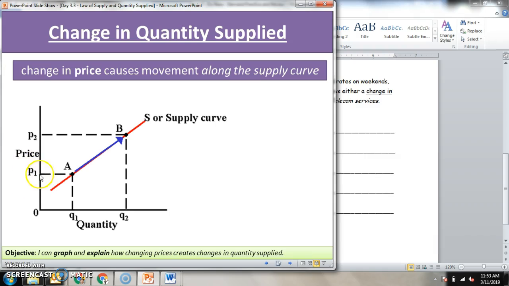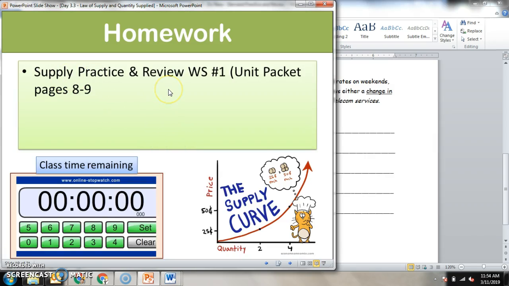So if we have our starting price, we hit point A on the supply curve, and that gives us a quantity here. But if we increase our price, producers are willing to supply more, which is going to increase our quantity. So a price increase, quantity supplied increases, and we have movement up the supply curve. So again, very similar as with demand, we're just looking at the positively sloped curve instead of a negatively sloped curve. For the homework, supply practice and review worksheet number 1, it's in your unit packet, pages 8 and 9.